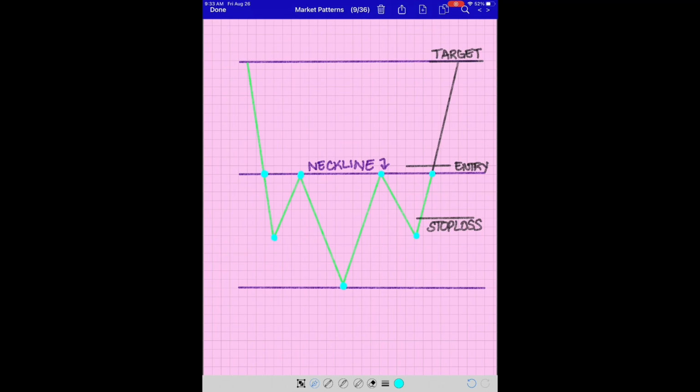The head and shoulders pattern will usually be found at the top of an uptrend, while the inverse head and shoulders pattern will usually be found at the bottom of a downtrend.